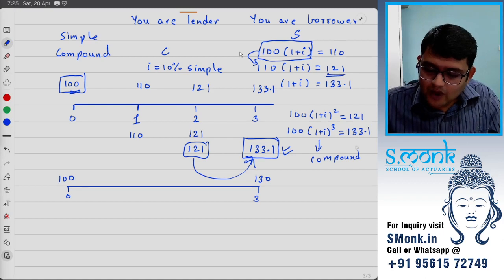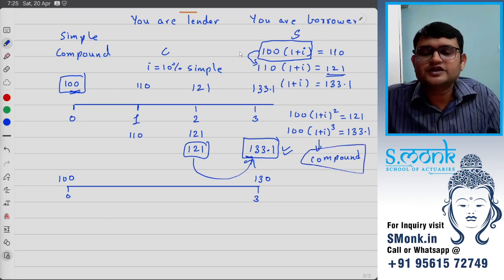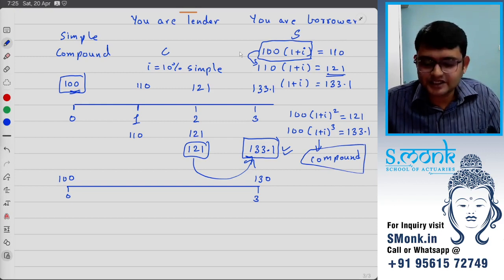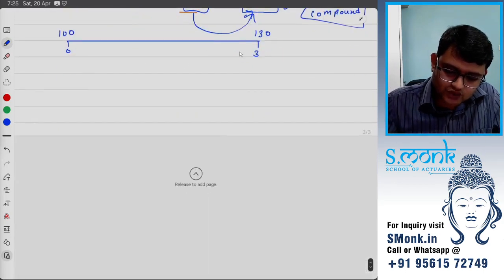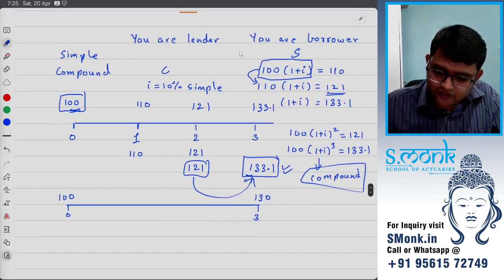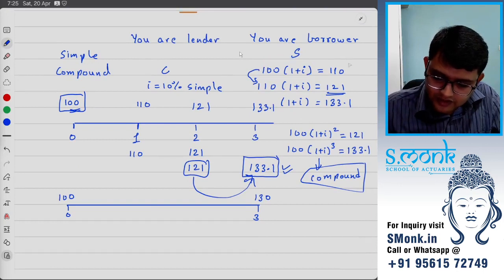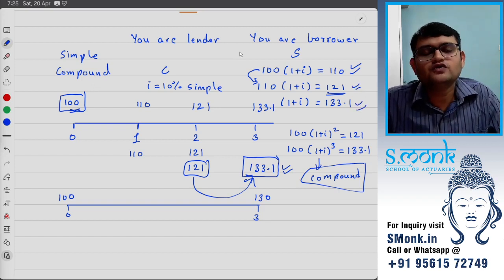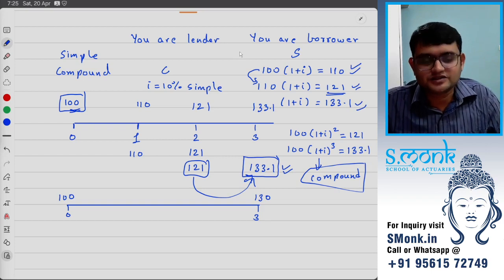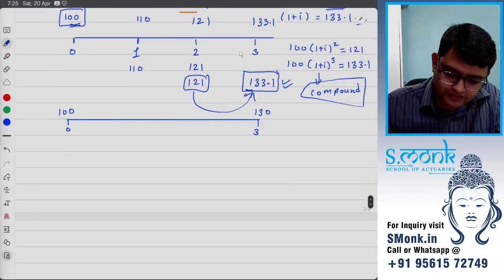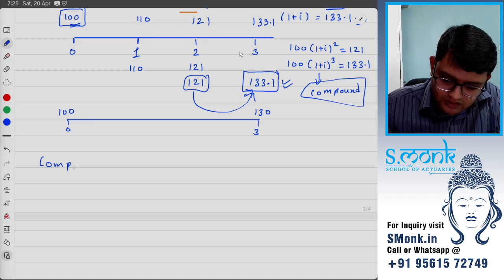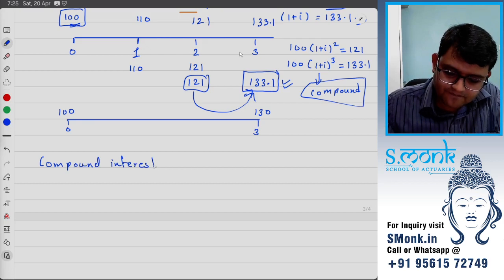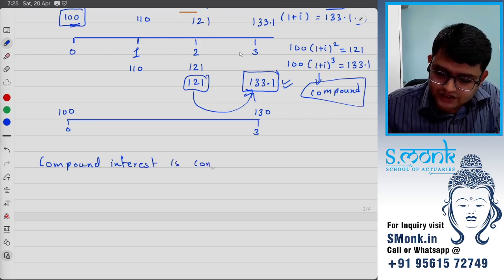So compound interest is used because it is consistent. Whether you calculate it for 1 year, here we had 1 year, whether you calculate it for 2 years, this was for 2 years, and whether you calculate it for 3 years, you will always get the same answer. So we use compound interest because compound interest is consistent.